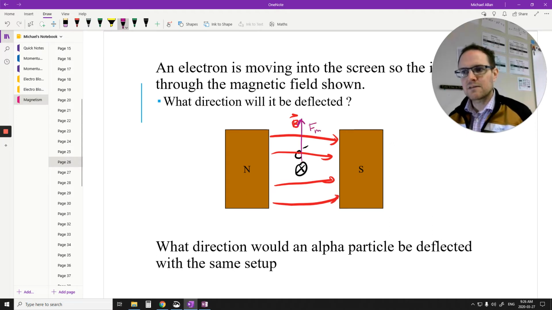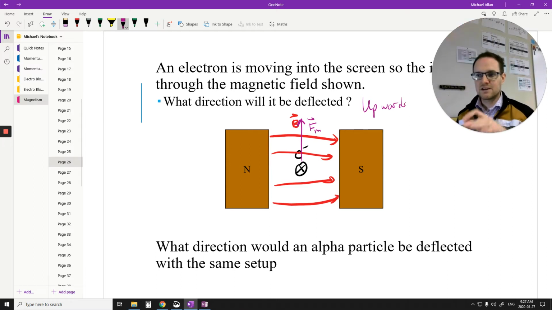That's my force, right? So what direction will it be deflected? It will be deflected upwards. Sometimes we'd say that's up towards the top of the page. If it's going into the page, it's going to go up towards the top of the page or down towards the bottom of the page. So it's going upwards here.